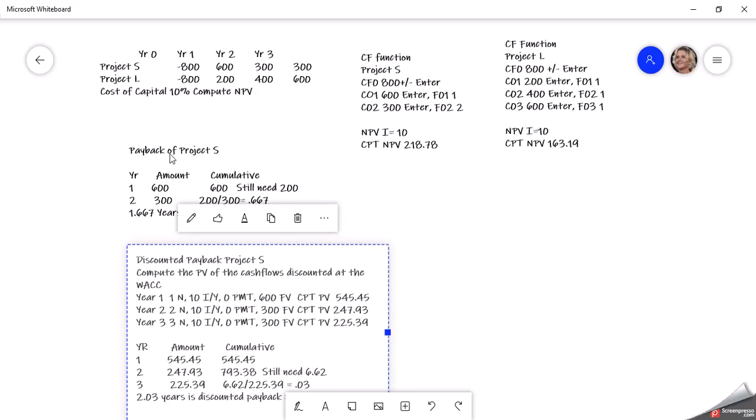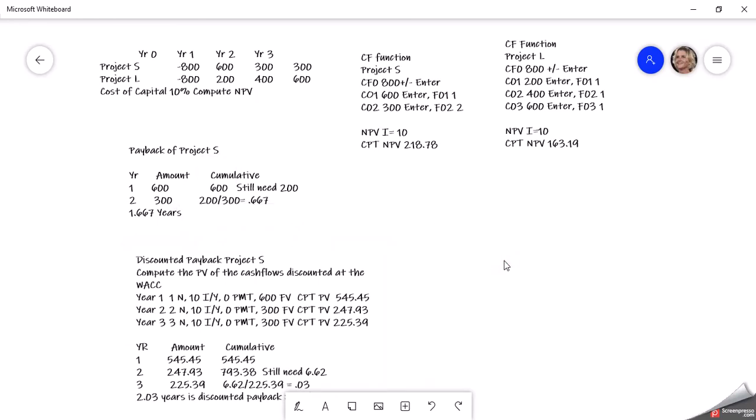Again, I was supposed to do the regular payback for Project L instead of project S, but it's set up the same way as project S. So I feel like you have the ability to do those. So that should be good.